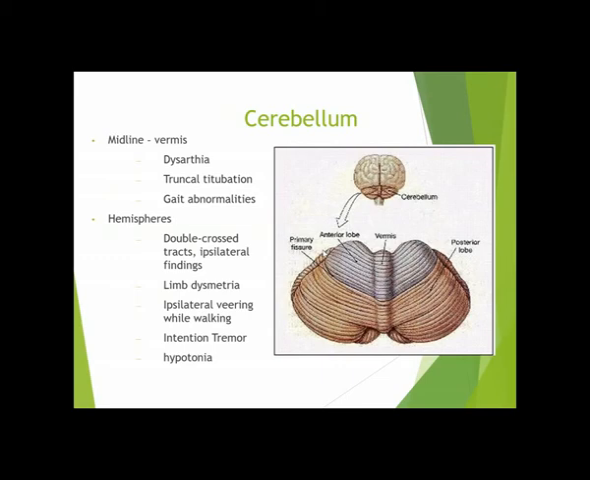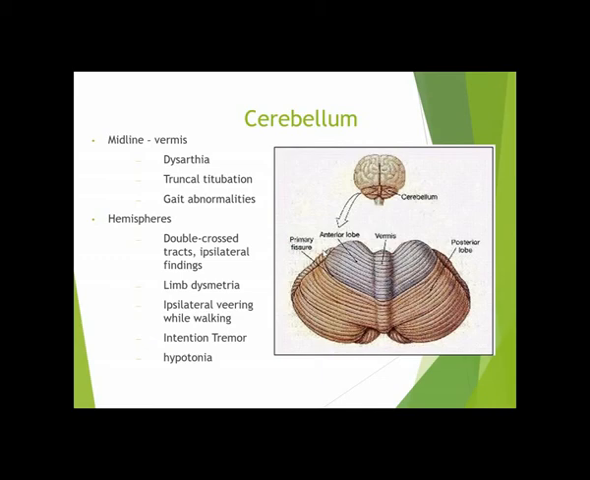There will be limb dysmetria, that is limb incoordination. Again, finger-nose and heel-shin tests will be impaired, and there will be ipsilateral veering while walking. It means that the patient tends to fall towards the involved side, and there can be intention tremor, and there can be hypotonia, and also nystagmus and dysarthria.